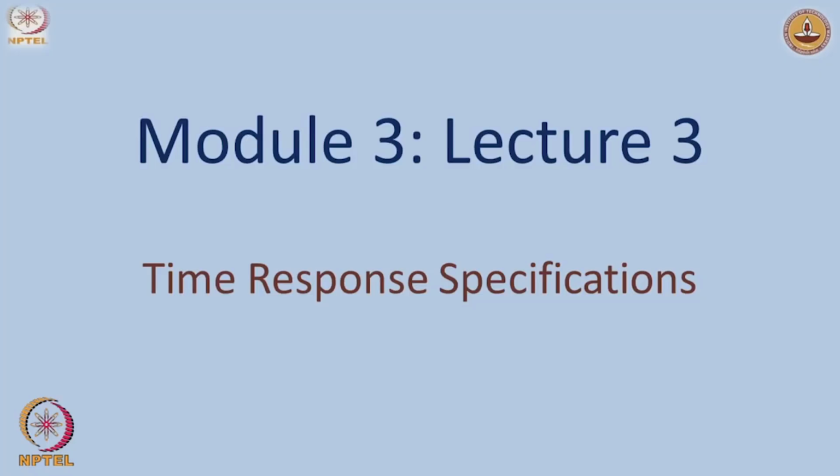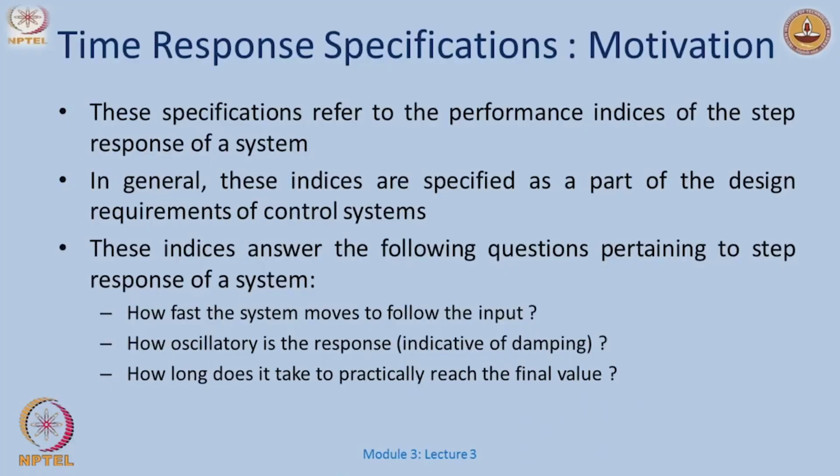What we will look at today is something called the time response specifications. Last time, given a first order or a second order system, we saw how it responds to different kinds of signals, and in the first order system we saw there was something called a steady state error. We will formalize that in a better way today.